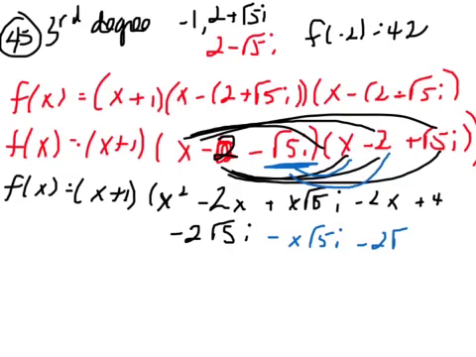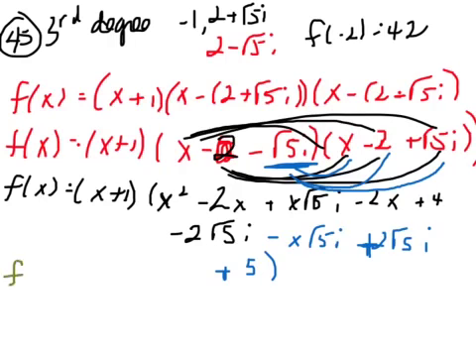Negative square root of 5i times a negative 2 would be a positive, yay, 2 square root of 5i. And then negative square root of 5i times a positive square root of 5i would be a minus 5, because square root of 5 times square root of 5 would give you a 5, and i times i is i squared, which is a negative 1. That would make that a positive 5. One of the reasons I was happy about some of the terms I got is I was sure hoping something was going to cancel out.